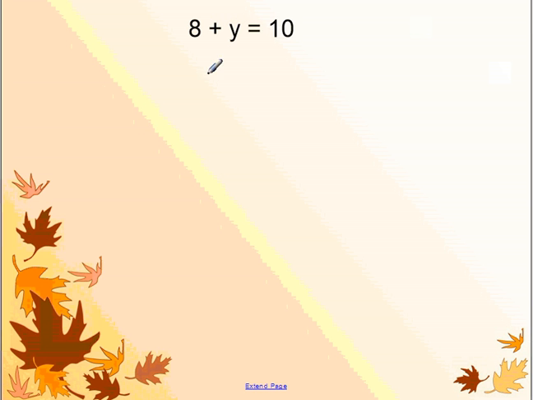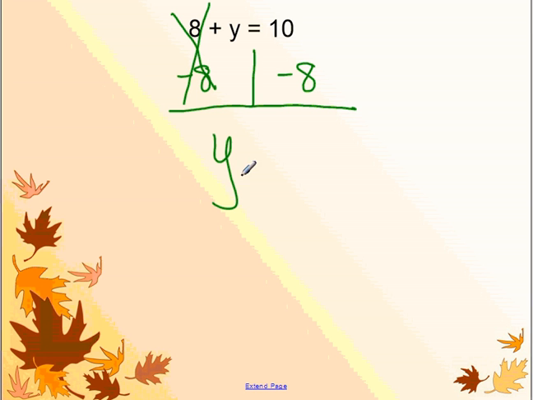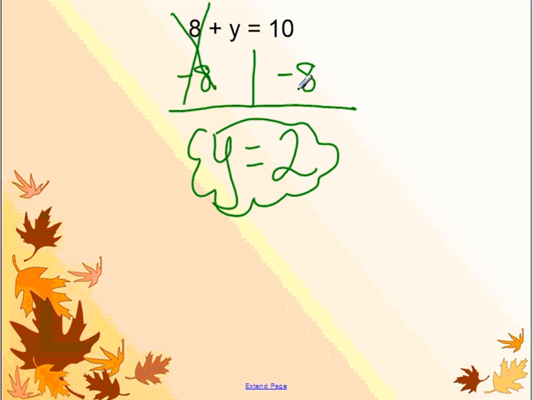Another way is I could use what I know about additive inverses. If I want to get rid of this 8, well, -8 is the additive inverse of 8. I've got to do the same thing to both sides. My 8's cancel. I'm left with y equals 10 plus -8. That's going to give me +2. Or 10 minus 8 is going to give me +2. You know how you guys always ask, is this subtraction or is it a negative sign? And I always say, well, it's kind of the same thing. It's because 10 minus 8 is 2, and 10 plus -8 is 2 also.